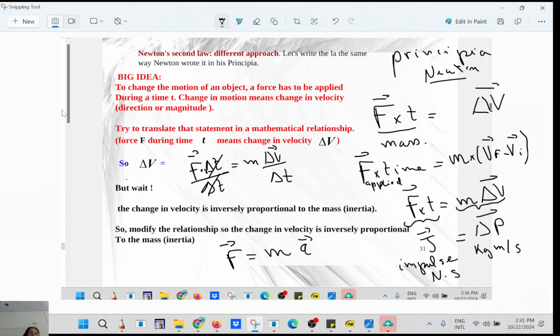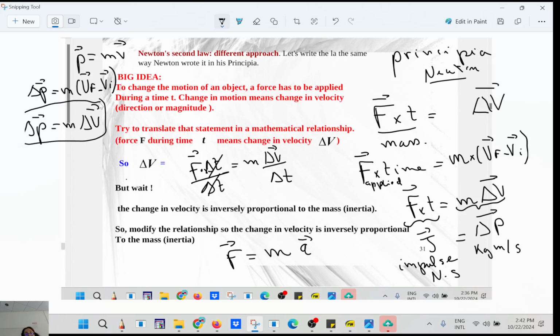Now, momentum, we're going to work with that next unit, but momentum is just mass times velocity. So what's a change in momentum? It's just the mass times the final velocity minus the initial velocity. We're going to see that, okay? So what's the change in momentum? It's the mass times the change in velocity. Change in momentum is the mass times the change in velocity. The change in momentum. Okay?